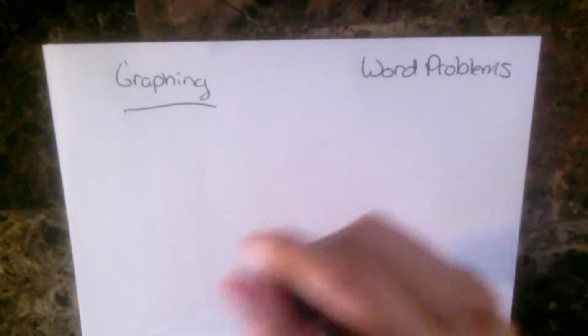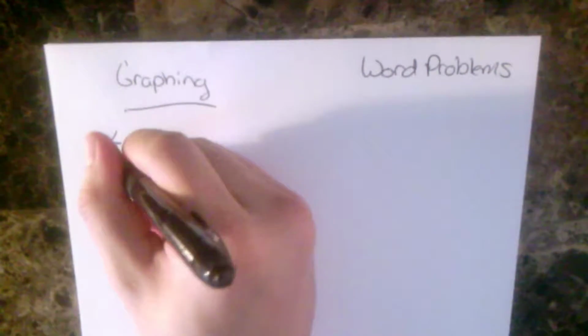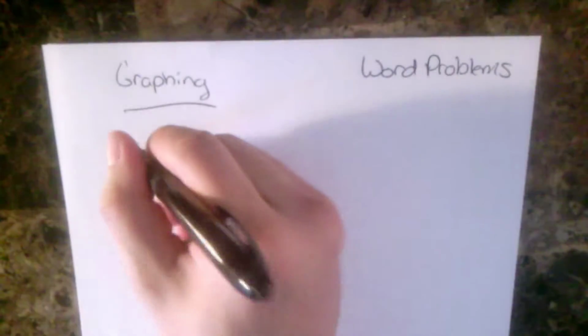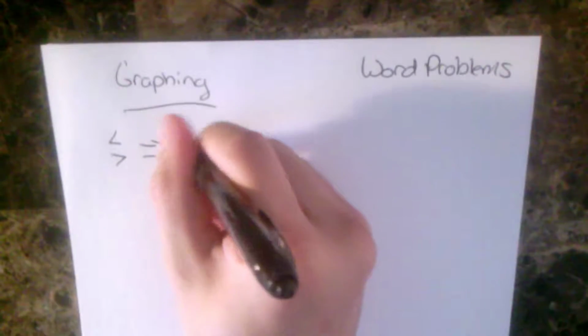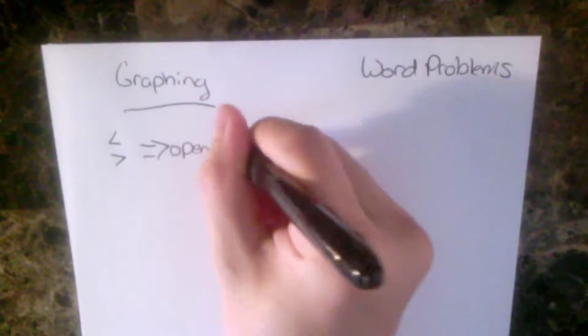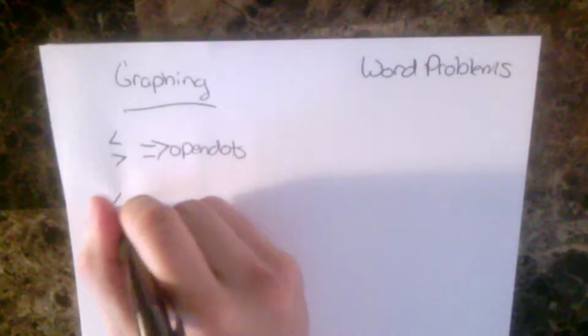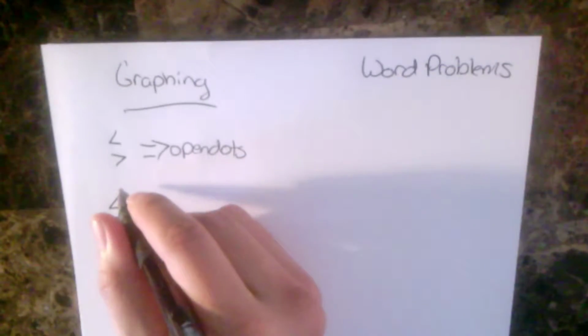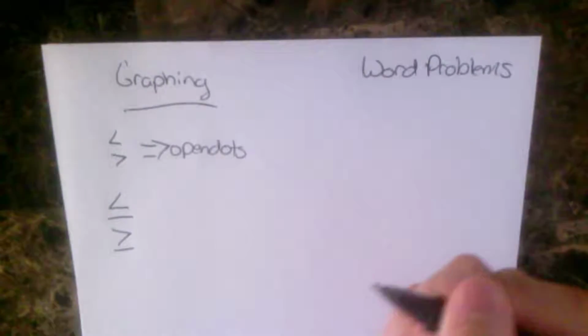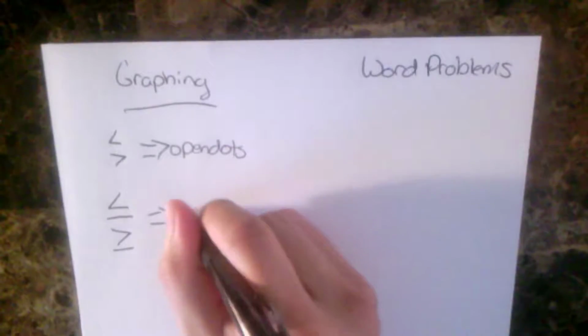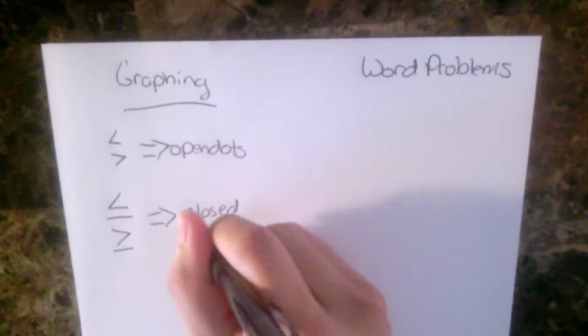So really simply, there are a couple of things you have to remember with graphing. These two signs, greater than and less than, these lead to open dots. Open dots. Okay? And then if they have the bar underneath, so that greater than or equal to, or less than or equal to, these are going to have closed dots. Couple of other really simple rules.